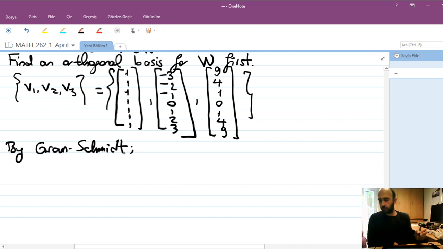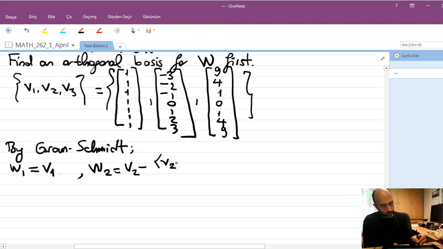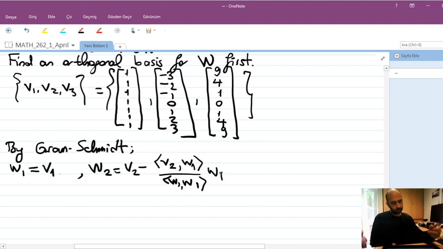Now, first of all, W1 is V1. You don't have to change anything. Now, for W2, you should chop off from V2 the projection term, (V2 · W1) over (W1 · W1), times W1. But fortunately, V2 · W1 is 0 with respect to the standard inner product.